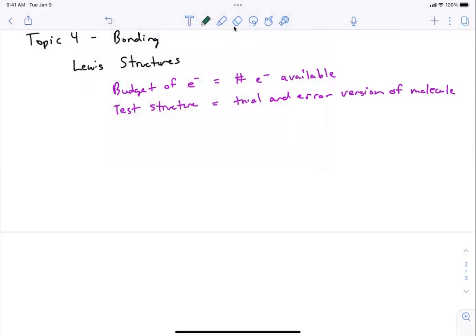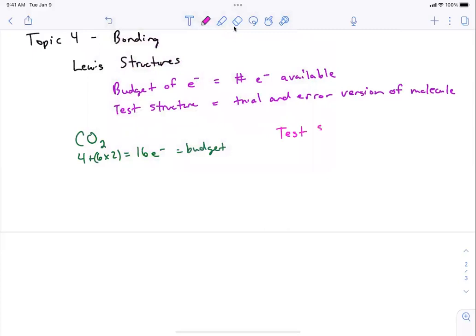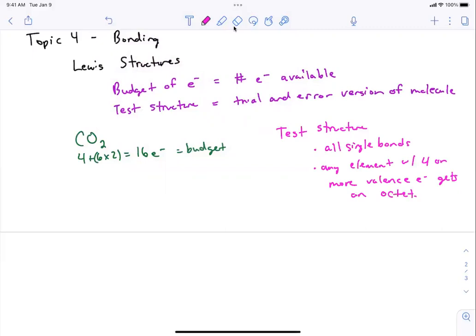So for example, CO2 is something that y'all already know, but it's a good example to help you remember. Carbon has 4, oxygen has 6 times 2, so that means I have 16 electrons available. That's my budget. Now my test structure follows certain characteristics: all single bonds, and any element with 4 or more valence electrons gets an octet. So any element in group 14 or higher always gets an octet in your test structure.